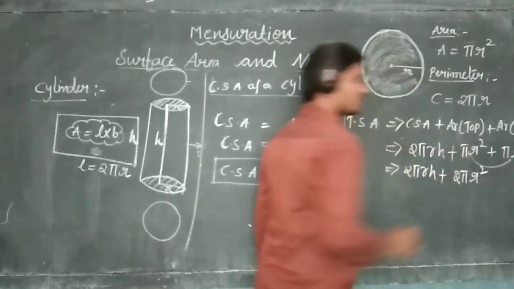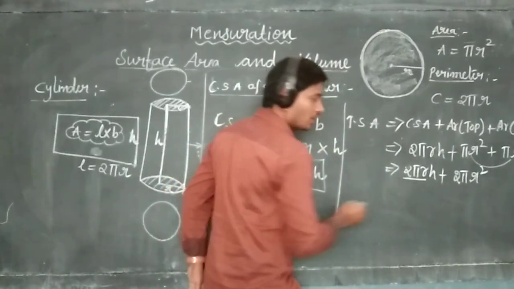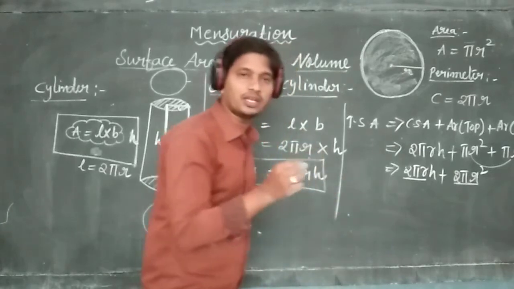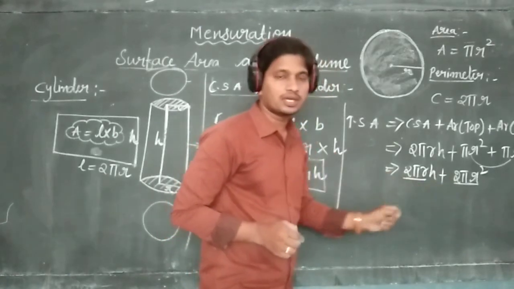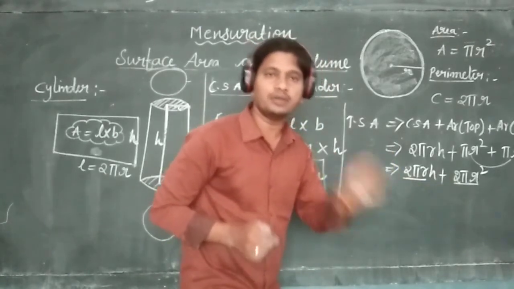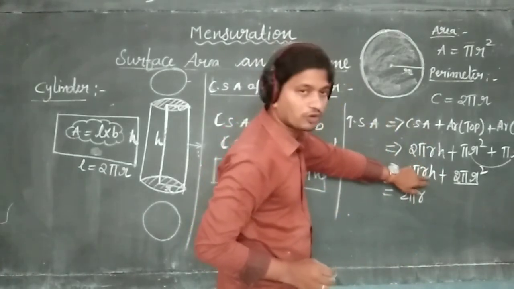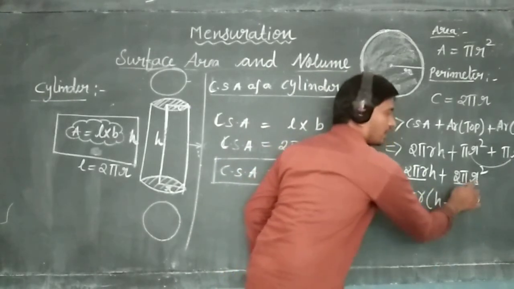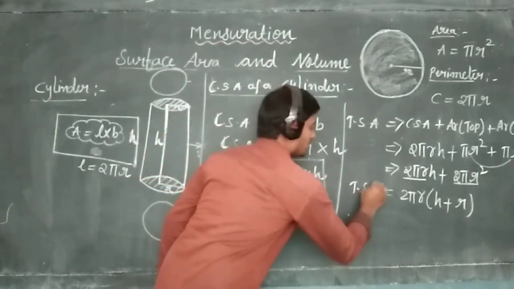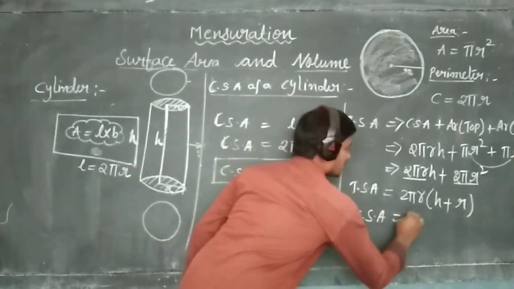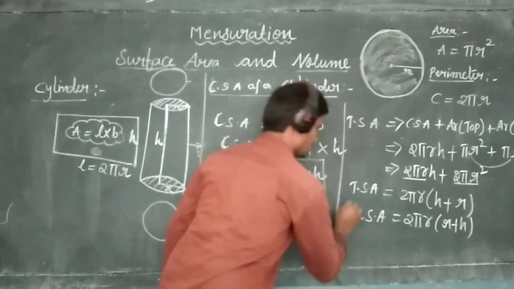2 pi r square. You can see now, here it is 2 pi r, here is also 2 pi r. r square is nothing but r into r. From these 2 terms, I can take 2 pi r as common. If I take 2 pi r as common, what is left over here? Here I have h and here I have one more r. So now what is the TSA of cylinder? TSA of cylinder equals 2 pi r into r plus h.